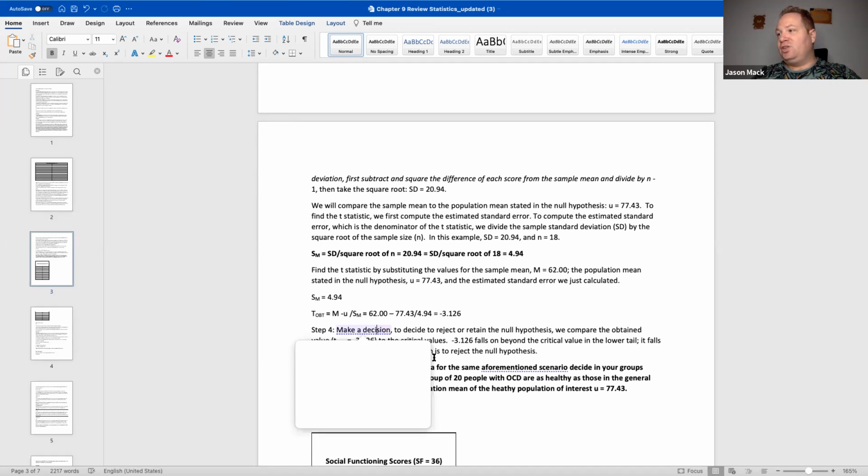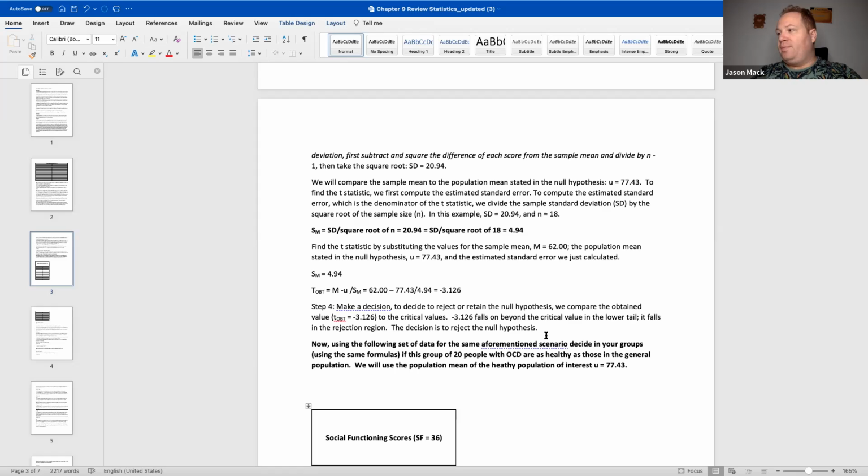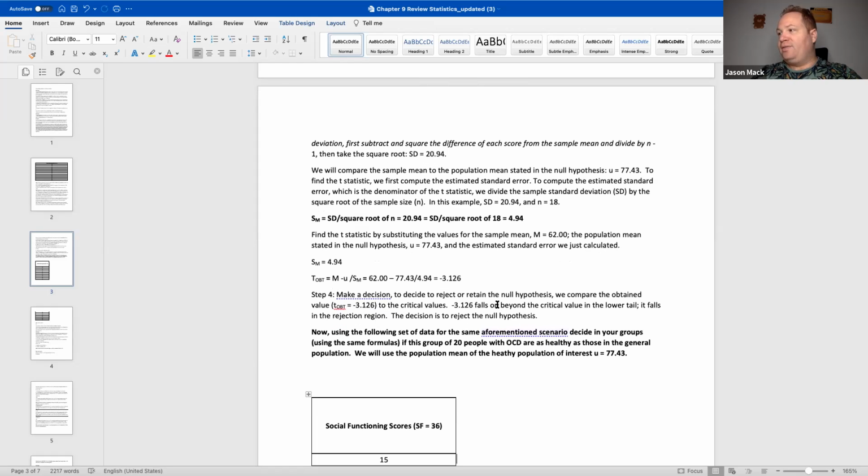Now we make a decision to reject or retain the null hypothesis. We compare the obtained value, t equal to negative 3.126, to the critical values. Negative 3.126 falls beyond the critical value in the lower tail. It falls in the rejection region. The decision at this point is to reject the null hypothesis.